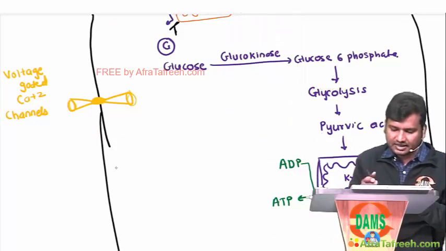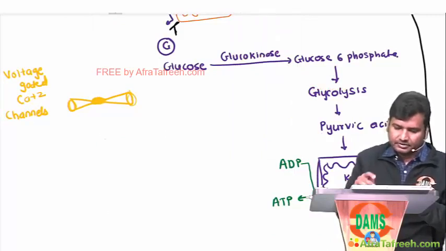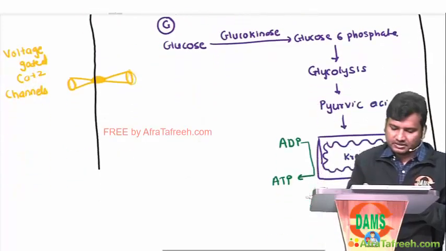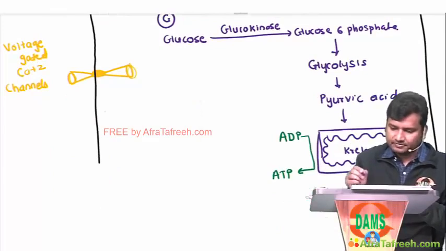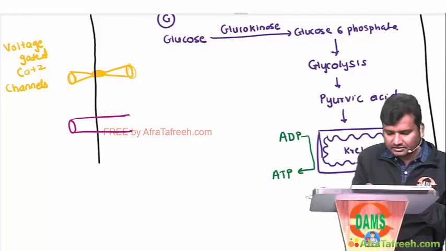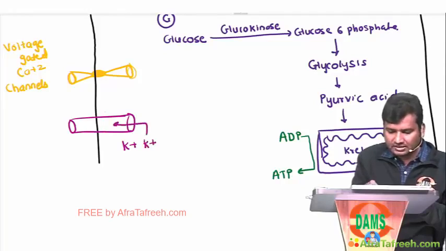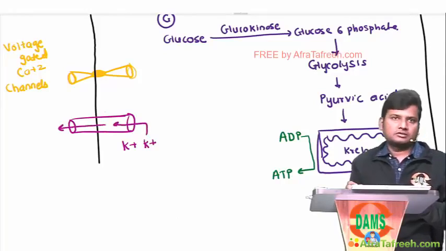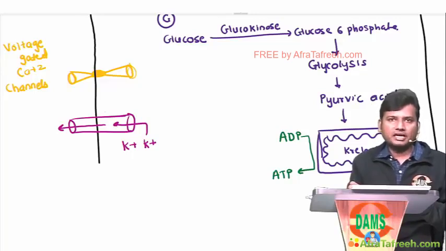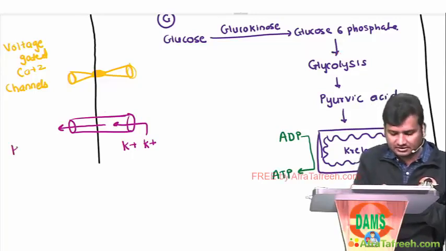Beta cells have potassium channels, and these potassium channels are transferring potassium from the beta cell to outside the cell. Normally, potassium channels are present on beta cells, and they transfer potassium from inside the beta cell to outside.